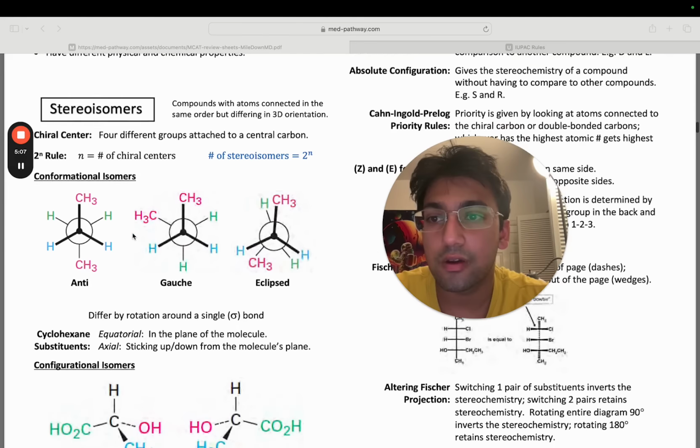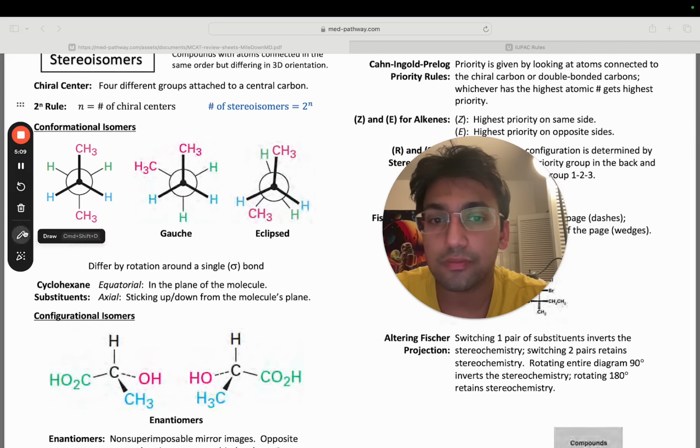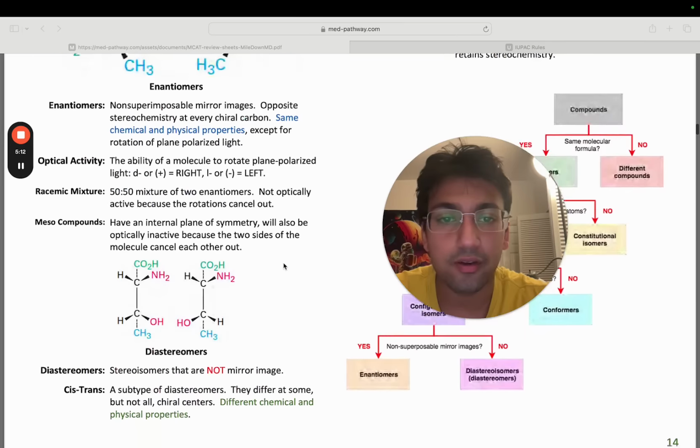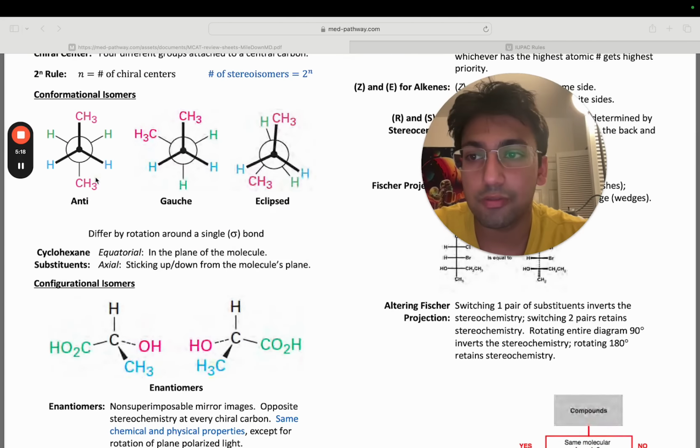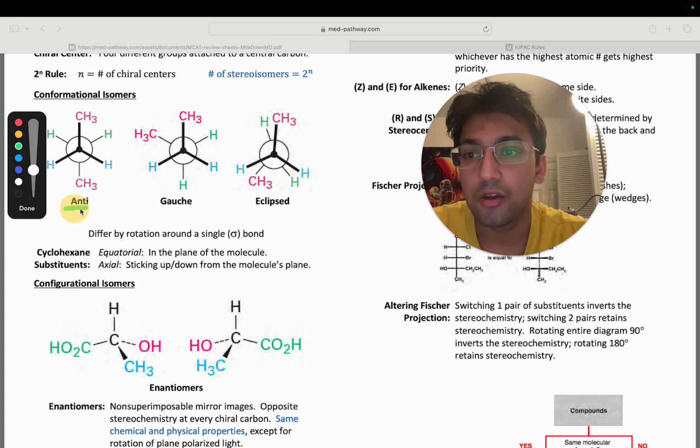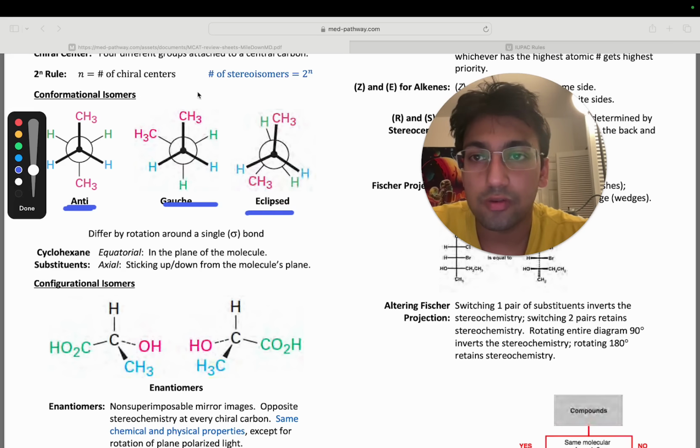Now we have conformational isomers. I'm going to go over how you can organize all these isomers over here, and it's going to make them a lot more sense, but for now I just want to give you examples. So we have conformational isomers. It's not really too important that you know what anti, gauche, and eclipsed are, unless you're right now studying for your organic chemistry final exam or something. But for the MCAT, it's not too important to know the difference between these. What's more important is you understand the concept.